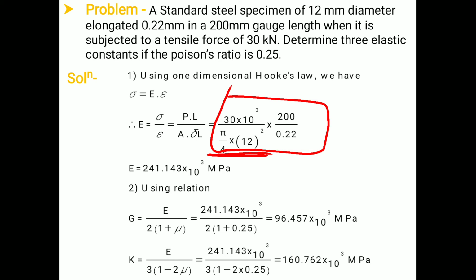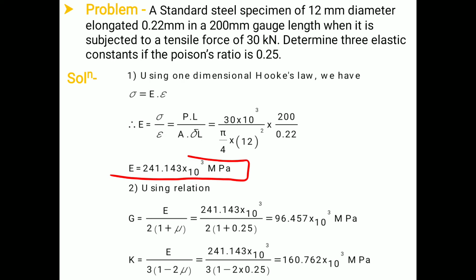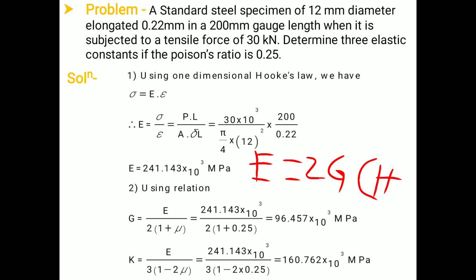On solving this equation, we have the value of E is equal to 241.143 into 10 raised to 3 MPa, megapascal. So this is the first elastic constant, E. Now we are going to derive the values of G and K. As discussed in the previous slide, we have the relation E is equal to twice G into 1 plus mu.